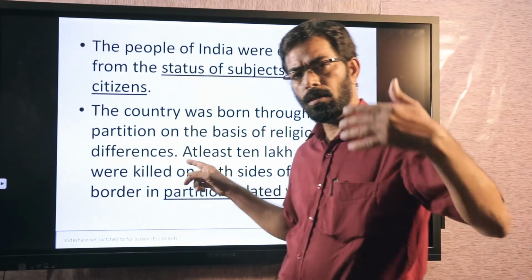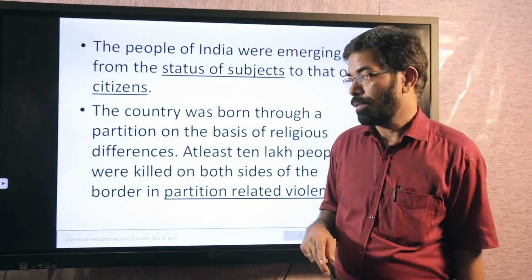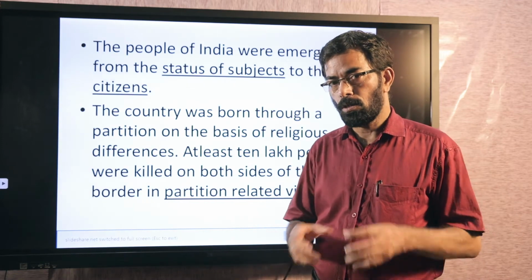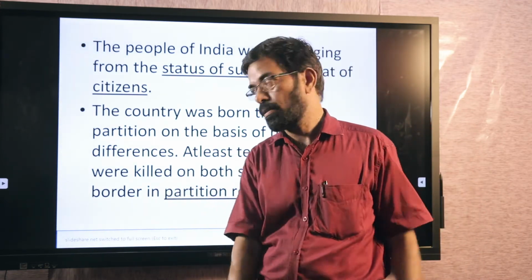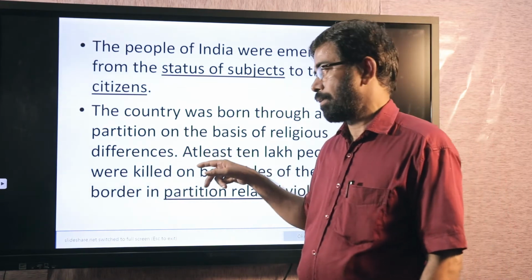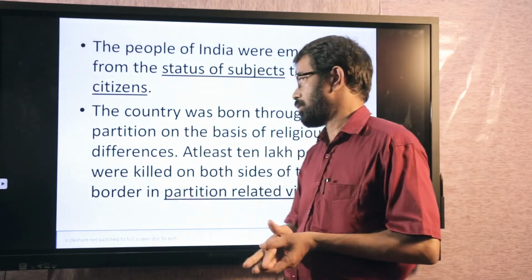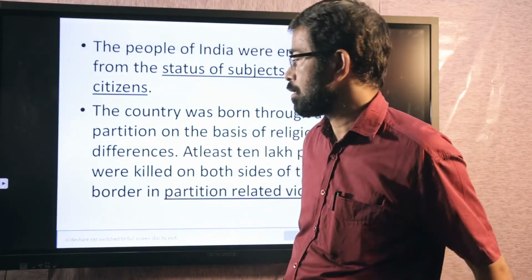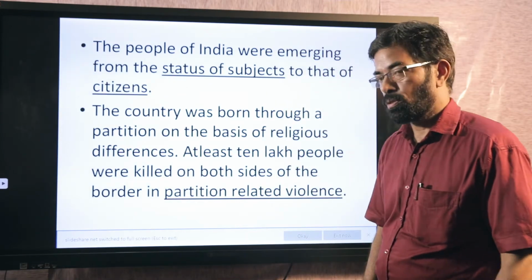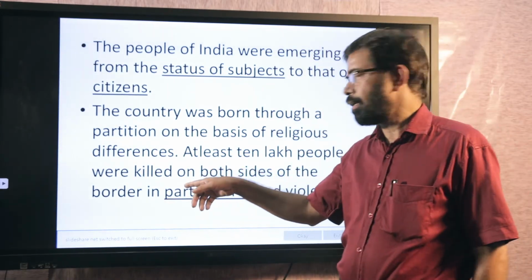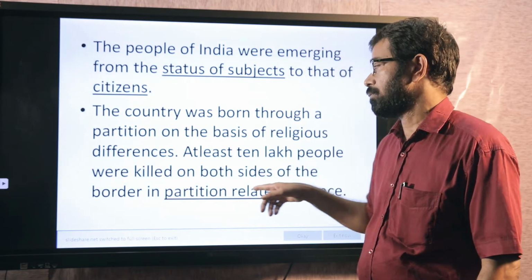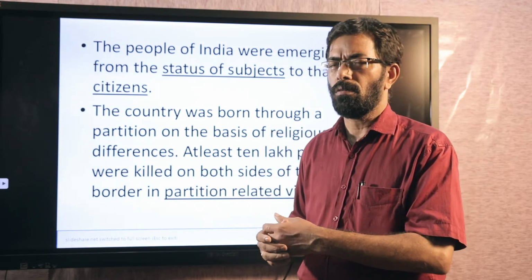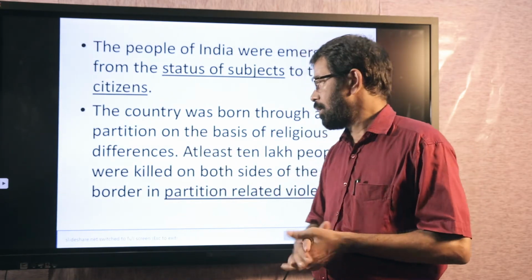What does that mean? We know that after the independence, after the freedom movement, towards 1947, India became free, but there were two nations, free India and free Pakistan. So that was known as partition. India had to be divided into two nations. That was the unfortunate event that Indians witnessed towards 1947. So many people were killed on both sides of the border in partition-related violence. In connection with this partition, there was a lot of violence all around the country.